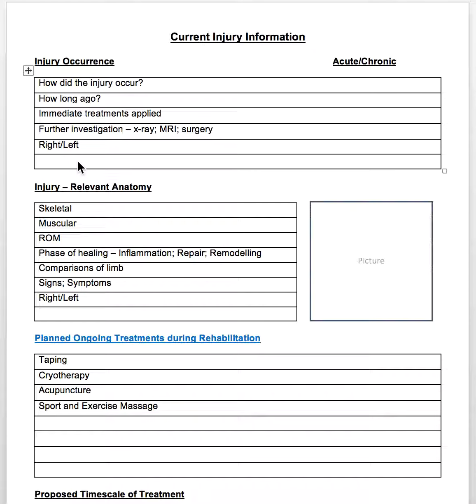So to start with here, we might circle if it's chronic or acute, and then detail how the injury occurred, how long ago did it happen, any immediate treatments applied. So, for example, did we ice it? Any further investigation needed? Okay, so do you think they need an X-ray or an MRI scan, or is surgery required? And then finally detail if it's right or left in terms of the body, in terms of the injury occurrence.